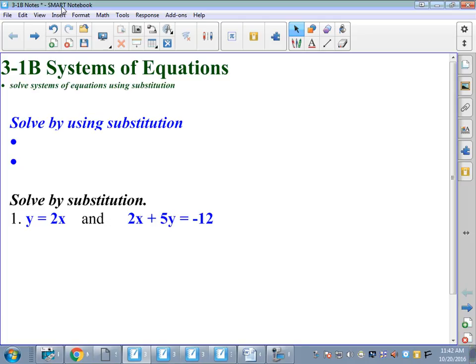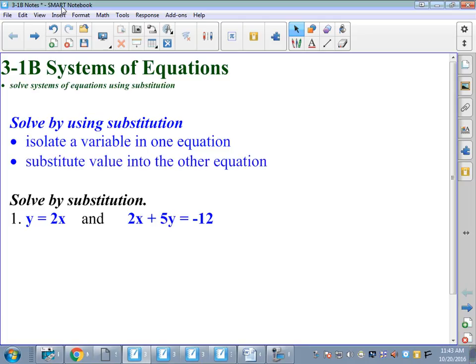So today we're going to concentrate on solving by using substitution. Substitution is a great method. You simply isolate a variable in one equation. Sometimes the step's already done for you. If the equation's already set up as x equals something or y equals something, that step is done for you. And then you just simply substitute that value into the other equation.